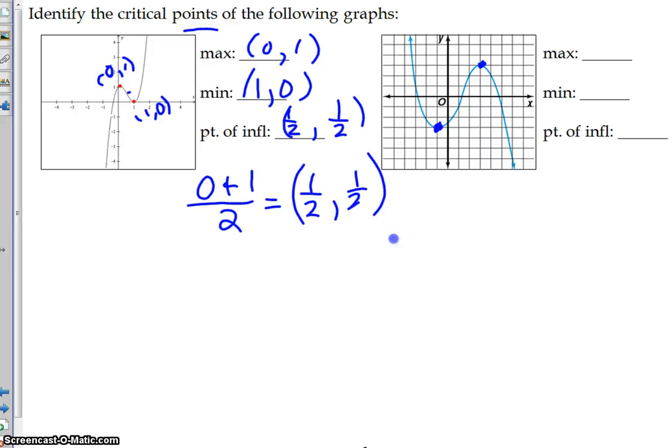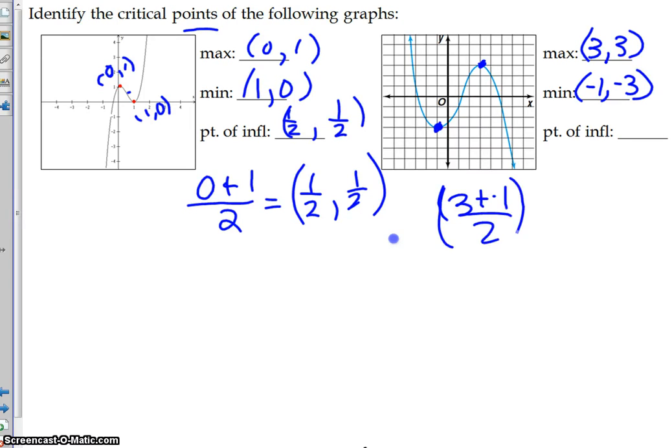In our next equation, our maximum would be right here, and it looks like here we're at 3, 3. So that's going to be our relative maximum. Looks like our minimum is -1, -3. Okay, point of inflection. So we need to look at halfway in between these 2 points. So I'd be at 3 plus -1 divided by 2. So we actually have 2 divided by 2. I turn out with 1. So we know the x in our point of inflection is 1.